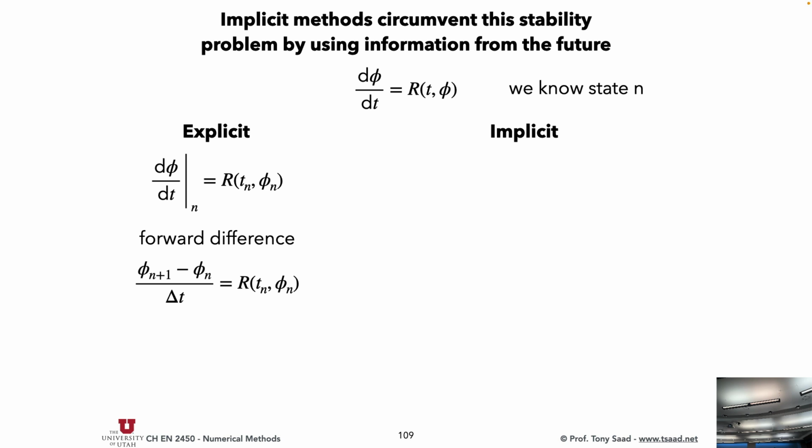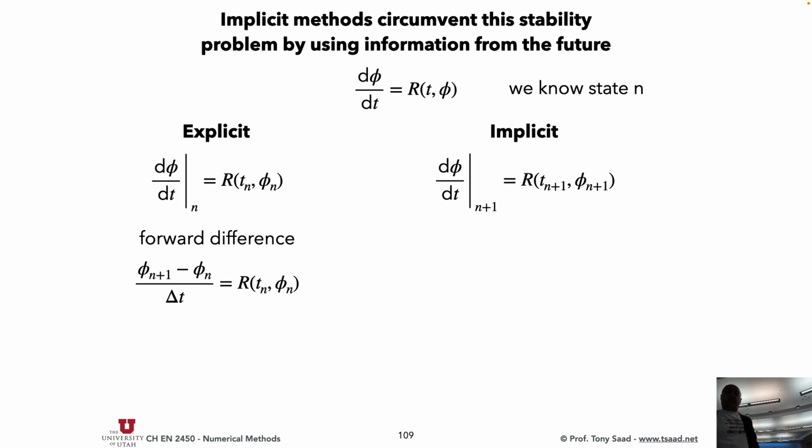With implicit methods, we say, okay, no, we're not going to look in the rear view mirror. We're not going to evaluate the derivative at n to find n plus 1. In fact, to find n plus 1, we're going to look at the derivative at n plus 1. We're going to try to look forward. So now if you evaluate the derivative at n plus 1, your right-hand side becomes everything at n plus 1, because that's the definition of the ODE, d phi by dt equals right-hand side. If you evaluate d phi by dt at n plus 1, then your right-hand side is at n plus 1.